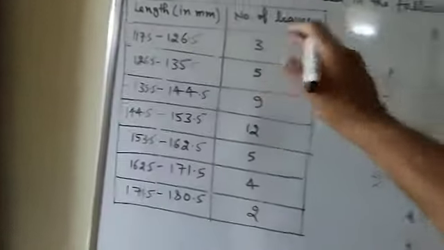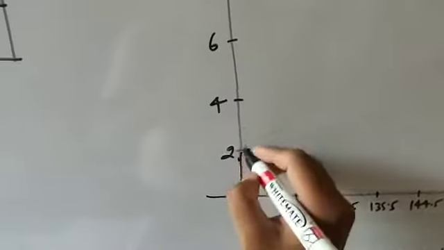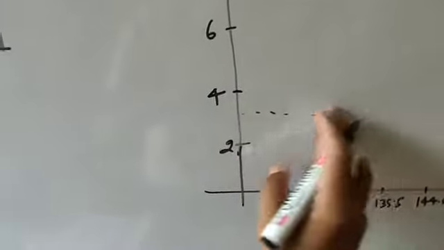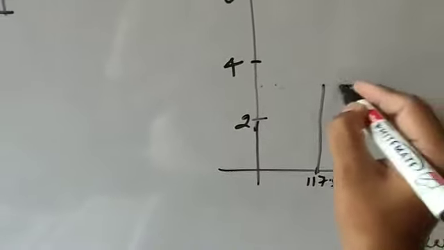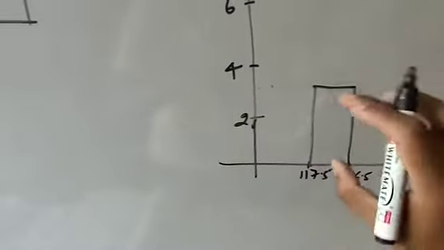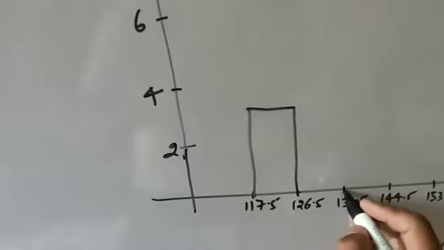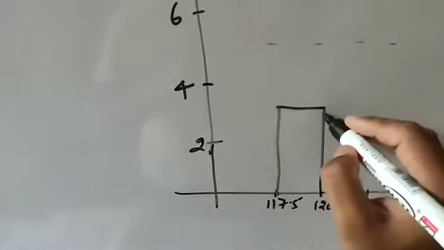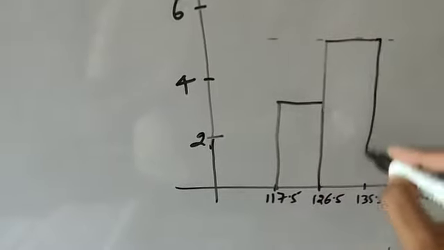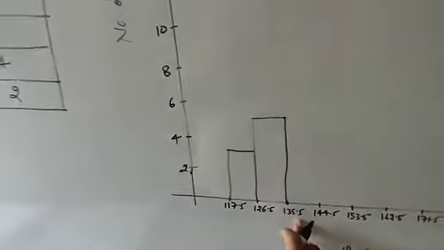Now 117.5 to 126.5. So here it is 2, here it is 4. So 3 will be just between 2 and 4. So you will make a rectangle between 2 and 4. What is the value? 3. Now 126.5 to 135.5, that is 5. So here it is 4, here it is 6. So just between 4 and 6 you will get 5.